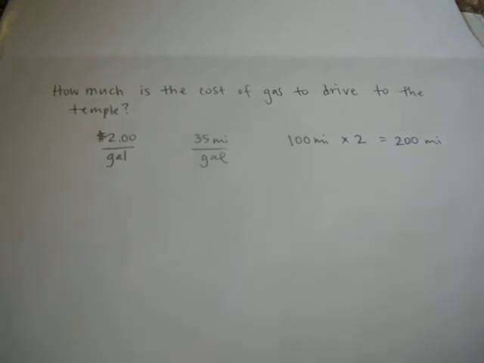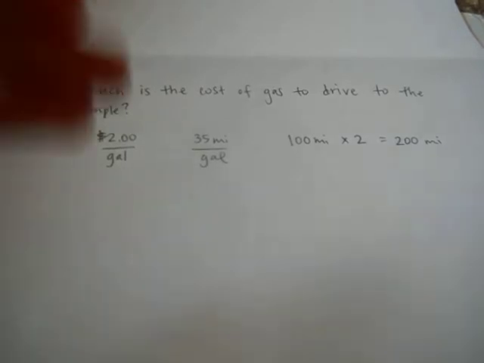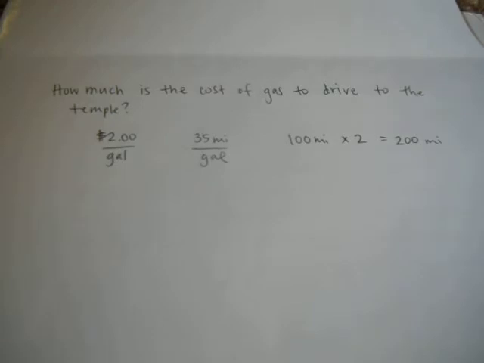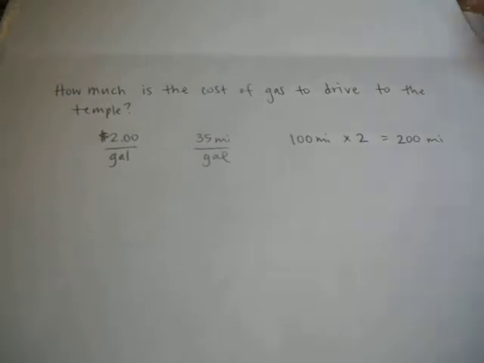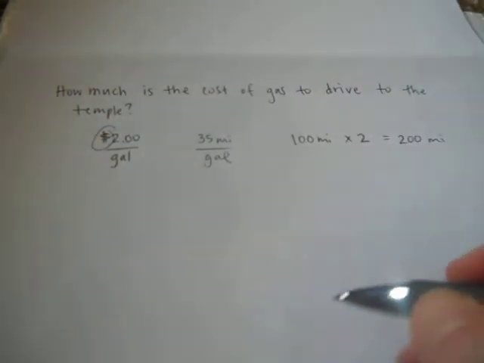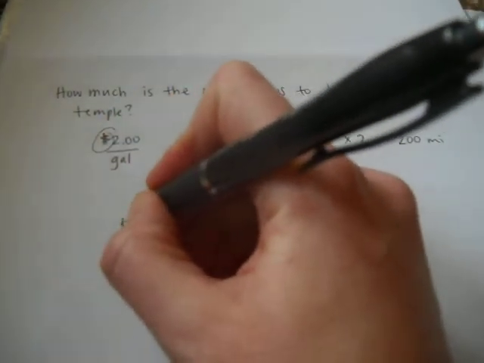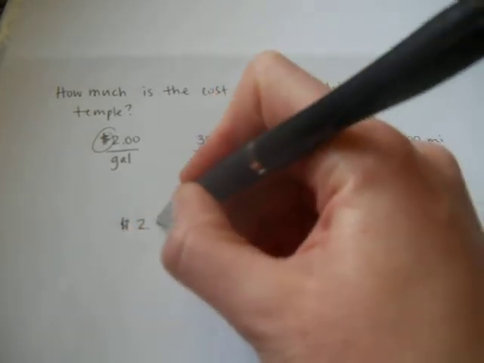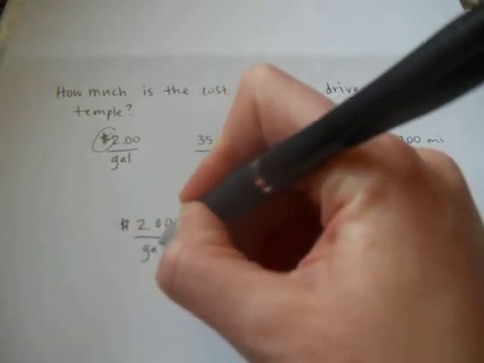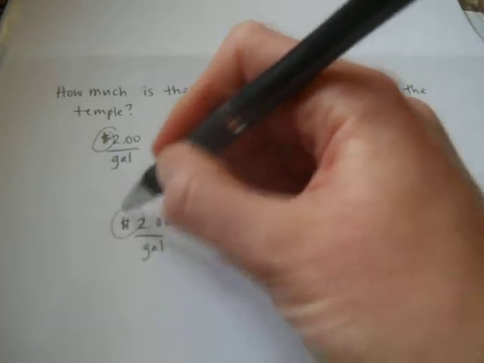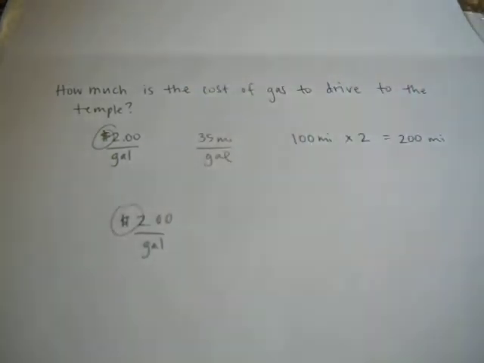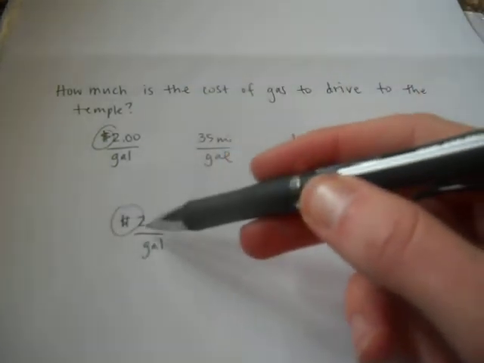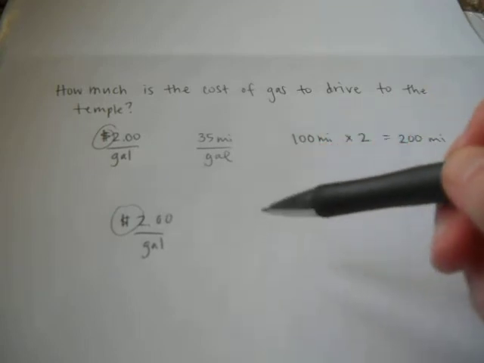So we have the cost of the gas itself, how many miles I can drive on 1 gallon of gas, and then how many miles it is total. And I want to know the cost eventually. So I want to start with the $2 a gallon, because my final answer will be dollars. I want to know how many dollars this costs in the end. So we'll start with dollars on top.